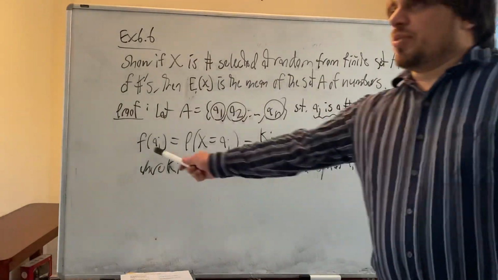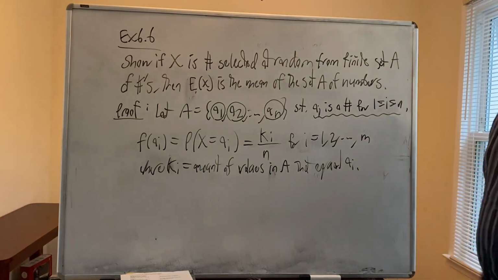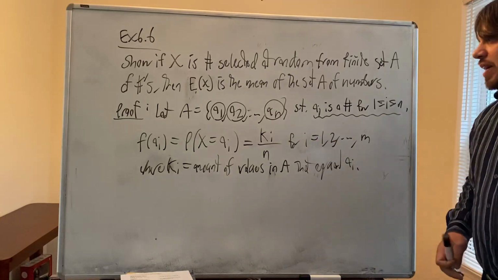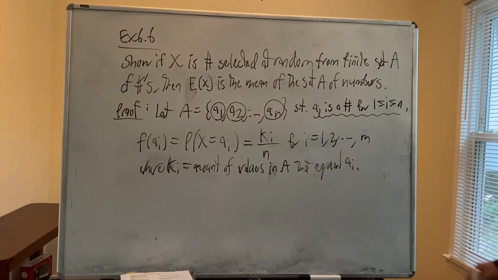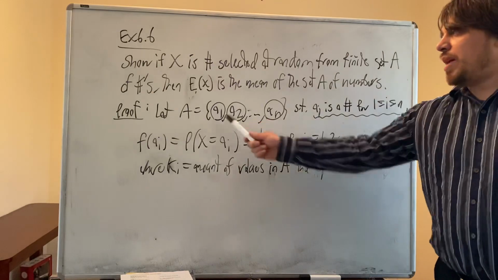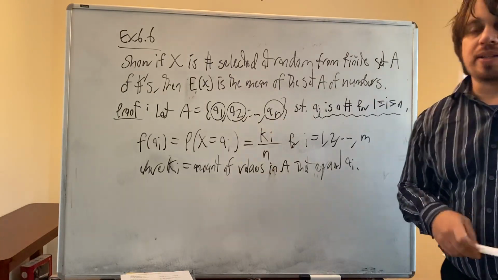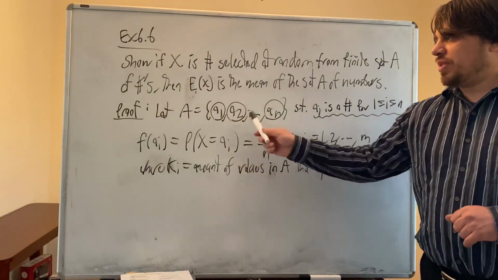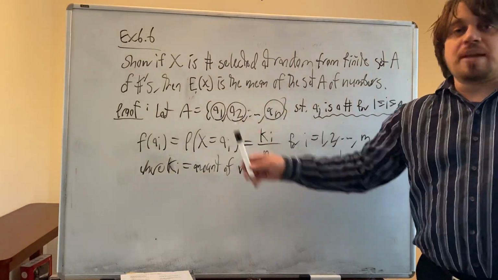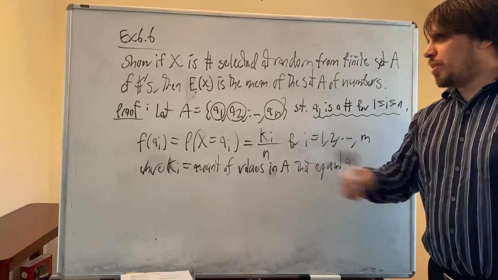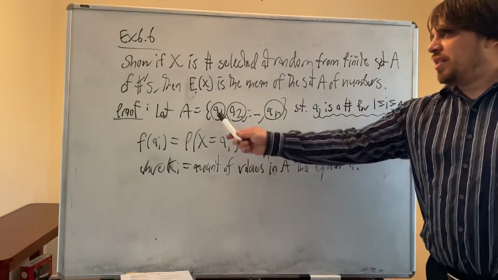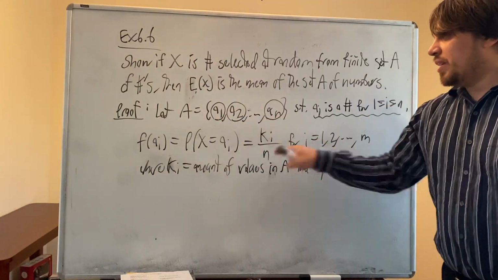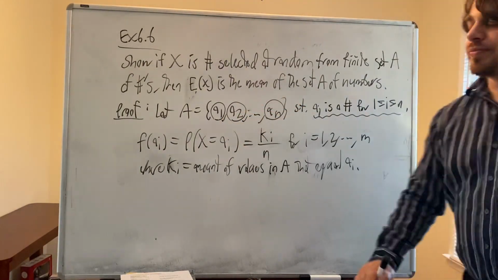Okay, so f of a sub i is the probability that capital X is equal to a sub i. Now that's equal to k sub i over n, for the i's from 1 to m. That means that k sub i is the number of these values that equal a sub i. So the probability that x is equal to one of these values is the number of values in the set that are the same as it, divided by the total number of values in the set, which is little n, because it goes from a1 to an. Since the subscripts go from 1 to little n, there are little n of them in the set.